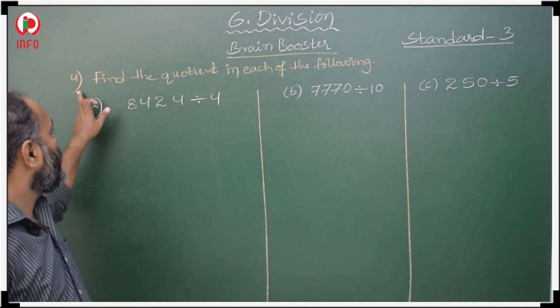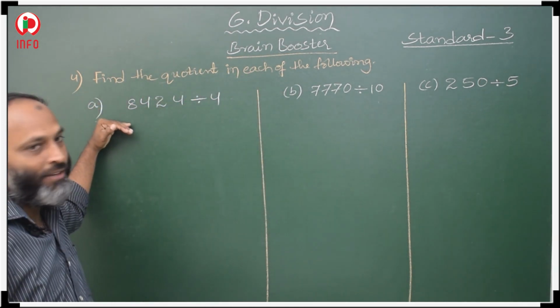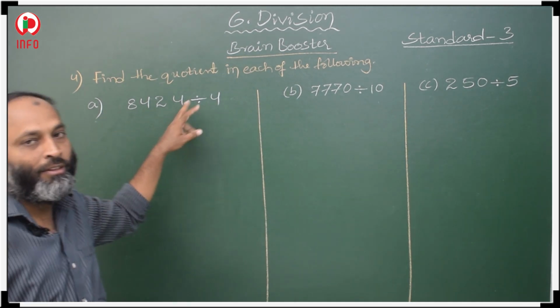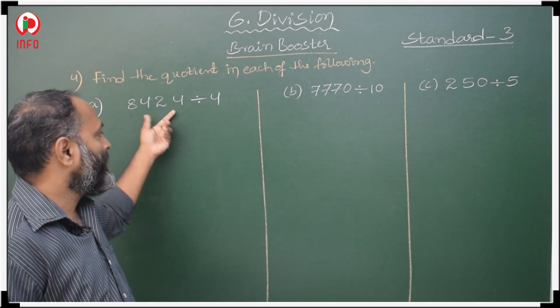Next question, find the quotient in each of the following. So, in this division we have to find the quotient. The first question is 8424, we have to divide with 4. So, this is our divisor and this is our dividend.